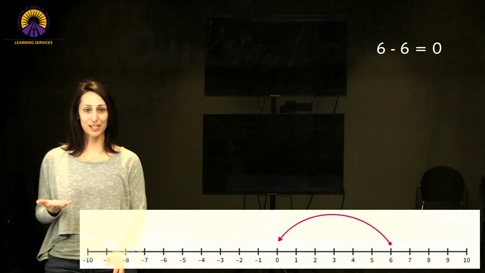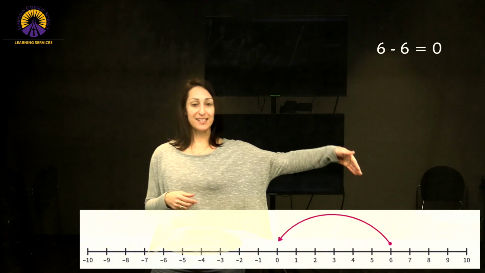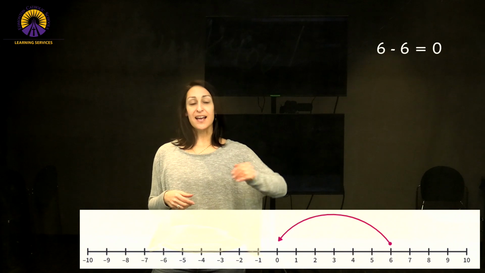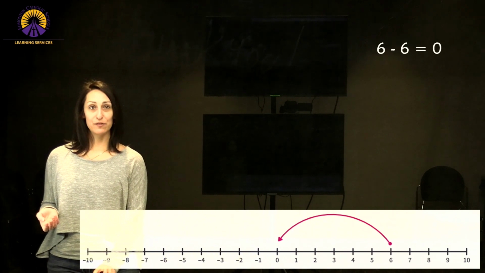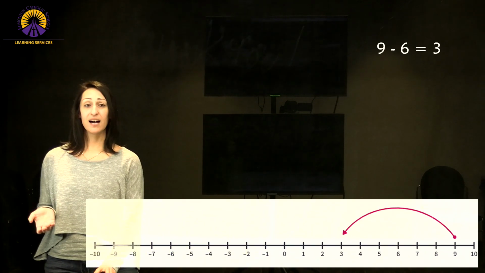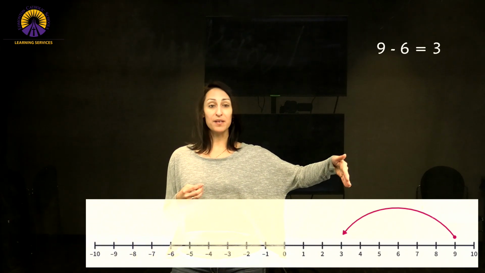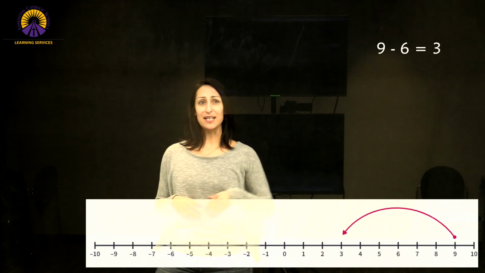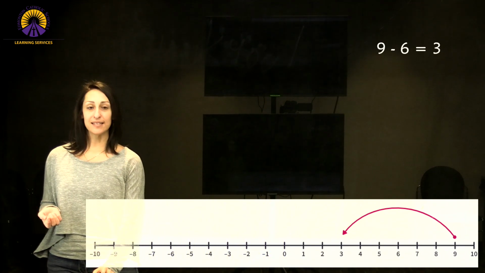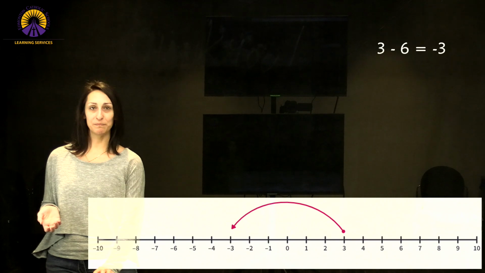I can do the same thing with subtraction. So if I'm starting at 6 and I remove 6, I end up at 0, a very nice visual. I can start at a different number, 9, and I can subtract where I don't end up at 0, 9 minus 6, and I end up at 3. So taking that same idea and just transferring it over.